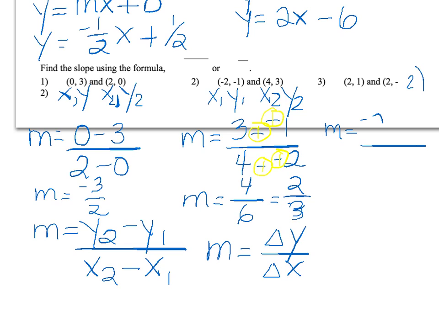I'm going to do -2 minus 1 over 2 minus 2. Right away, I'm thinking this has got to be a red flag because 2 minus 2 is 0. And so it doesn't matter what the numerator is. The bottom, the denominator, is 0, so this has no slope. It's undefined.